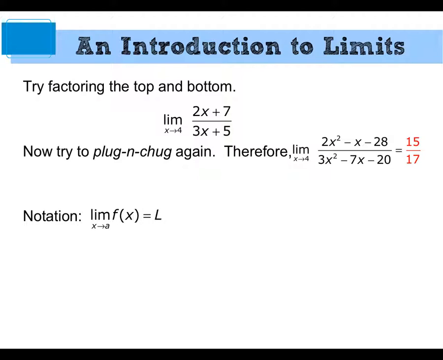Okay, so here's our notation. Again, refreshing the notation here. We're taking the limit of a function as we get closer to this value of a. Well, what is a? It's whatever number we want it to be. In this case, it was 4. And when we do that, we get a value for the limit, which we call capital L.